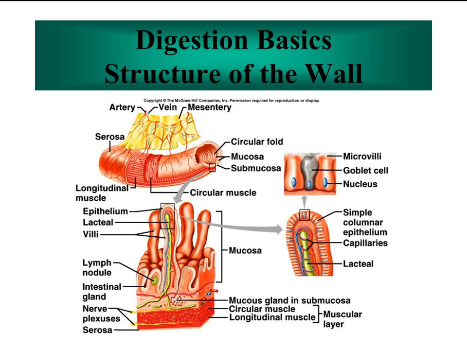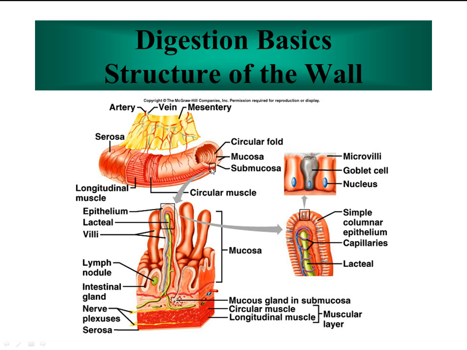Okay, this is found on page, I believe, 414 in your textbook. Here we have the mucosa, here's the lumen, and lining that lumen is that circular fold with the mucosa, and then the next layer, the submucosa, and then 2 layers of muscles. There's a circular muscle and a longitudinal muscle.